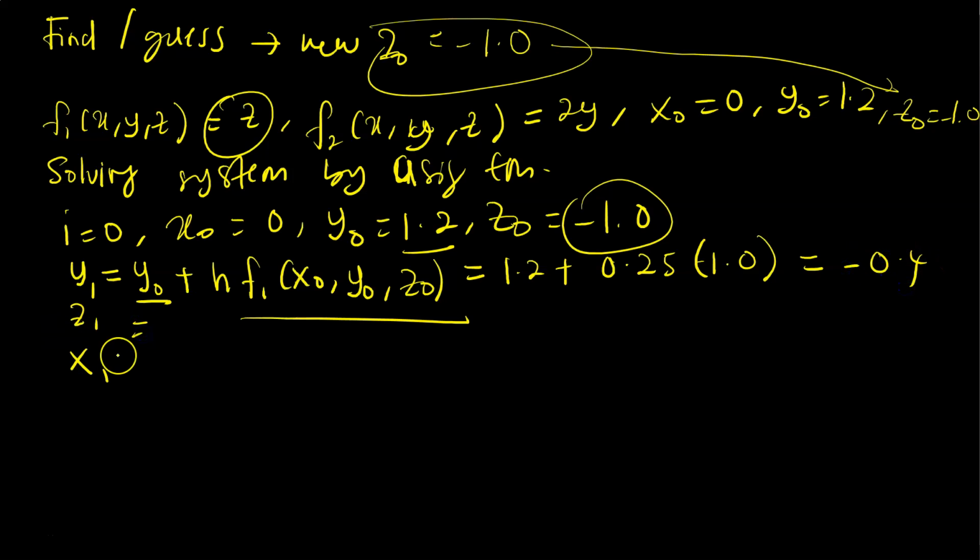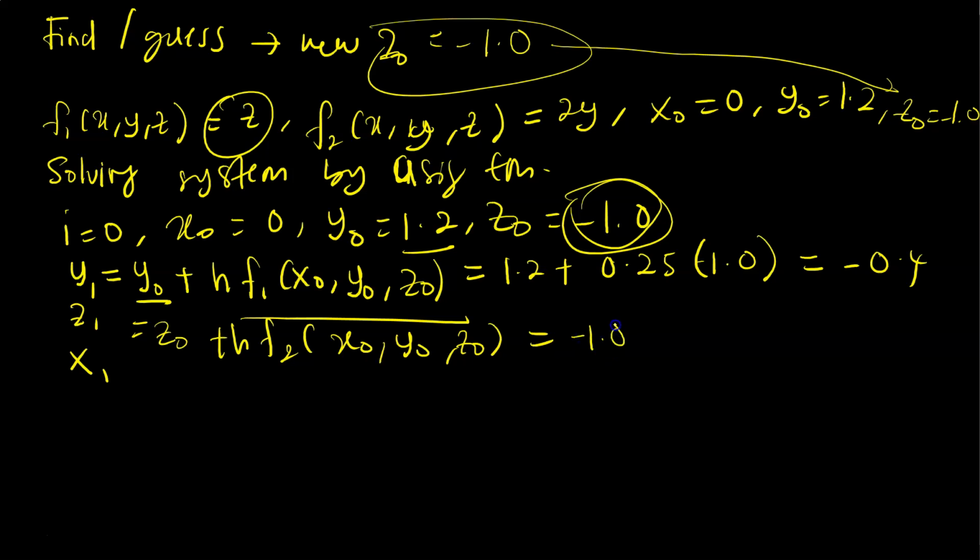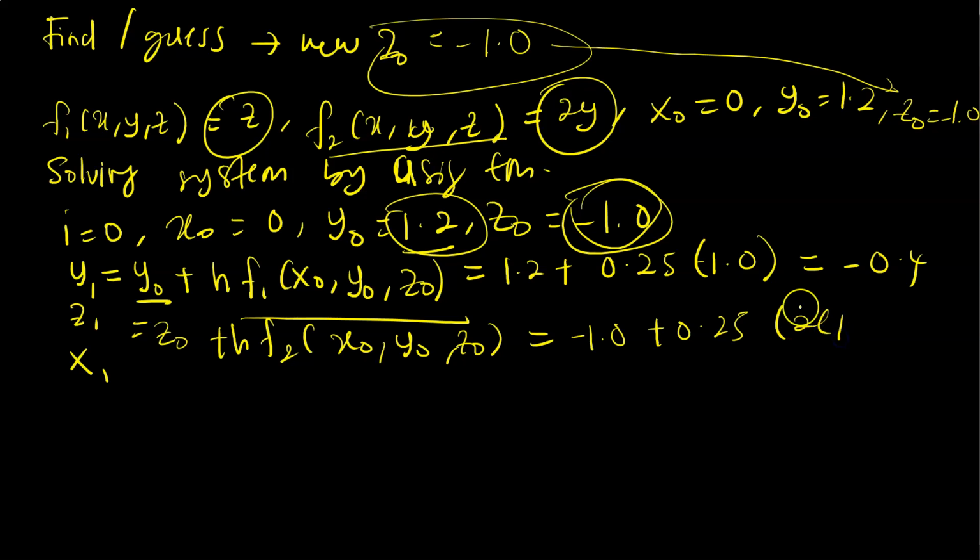And then we do for the Z1 here, so you will have Z0 plus H times function number 2, F2(X0, Y0, Z0). So this one will be equal to our guess here, negative 1.0 plus 0.25 multiplied by your F2 function, that is 2Y. But Y here is 1.2, so 2 times 1.2. When you solve this one class, you get 0.95.